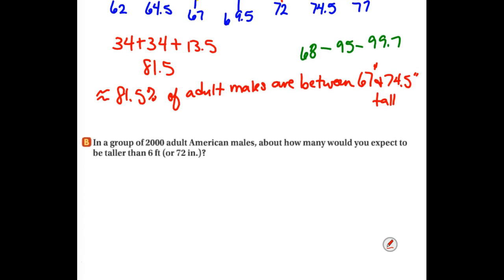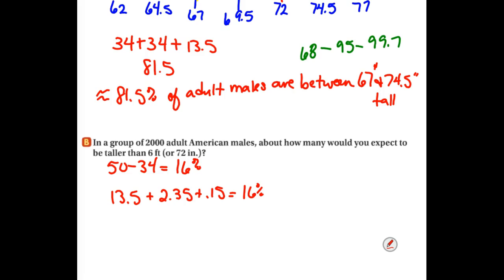Doesn't matter to me which way you use. All right, so what did we have? 50 minus 34 would be 16%. Or you could have added your 13.5, your 2.35, and your 0.15. Either way, you get 16%. Is that the answer to the question?